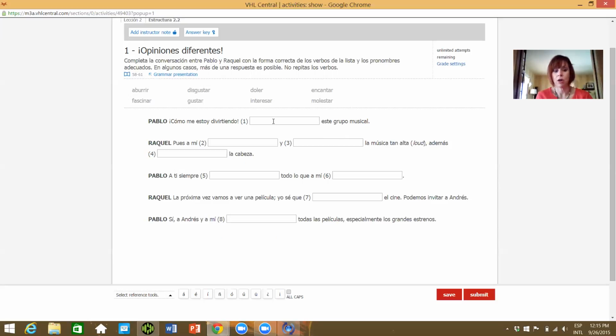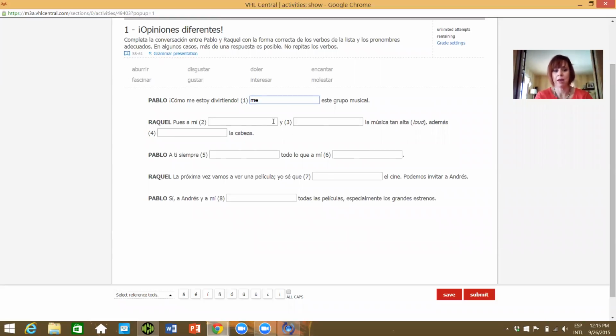All right, so hopefully you came up with me. All right, and then what are your choices when you've got this musical group and he's having a good time? Would you say that it bores me? Probably not. Me fascina? That's a good option. Fascinar can be to fascinate, but it can also be kind of like I love it. Disgustar, again, not a good option because he already said he's having a good time. Gustar, another good option. All right, hurting, they're not hurt. This hurting is like for body parts hurting you. Interesar, you could use. Encantar, good one, and bothering me, not.